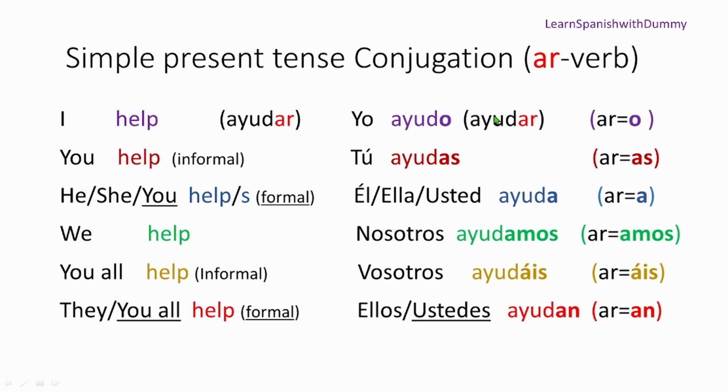So this, see, it's not that hard as well. It's actually pretty easy. What you need to do is remember this pattern, okay? Because this pattern is permanent. It's going to be for nearly all the verbs. So any AR ending verbs, you're going to put the same pattern.